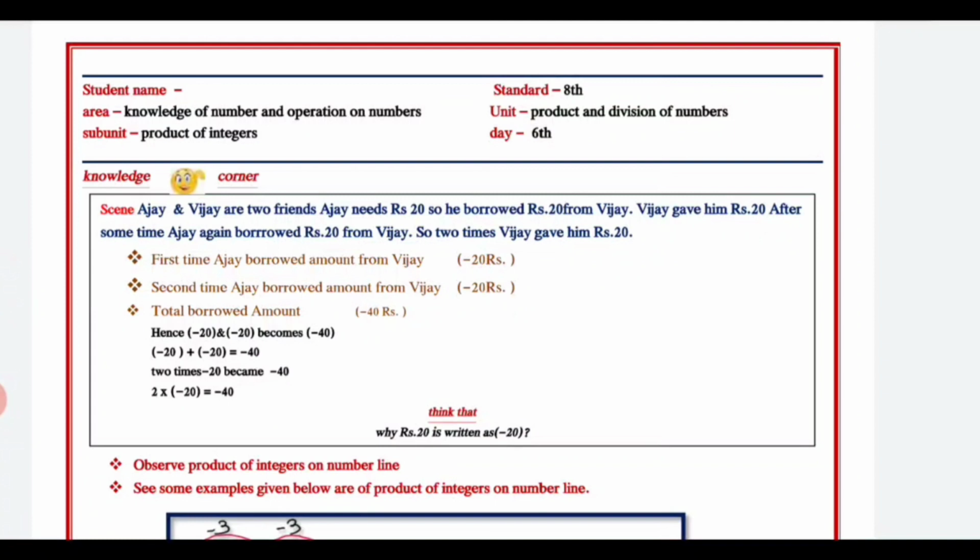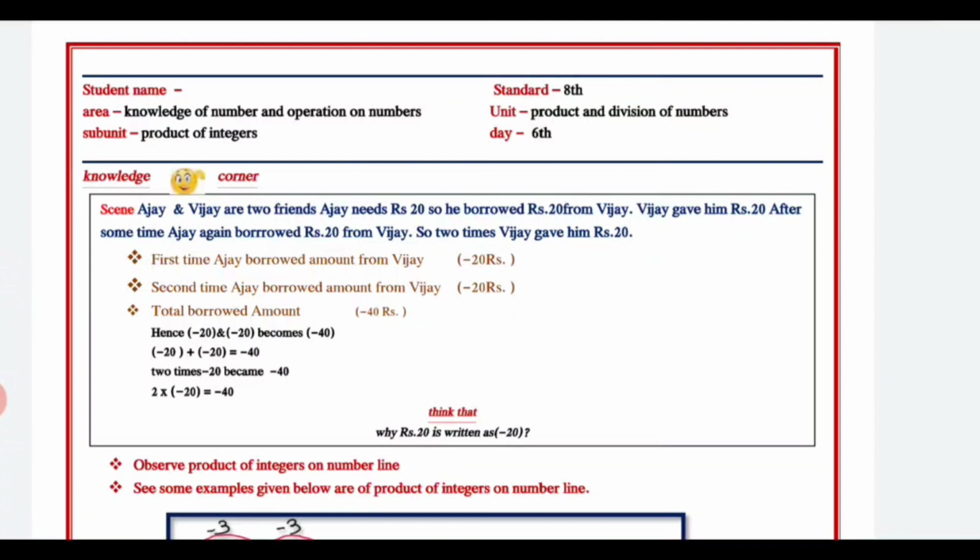Ajay and Vijay are two friends. Ajay needs 20 rupees to be borrowed from Vijay, and Vijay gave him 20 rupees. After some time, Ajay again borrowed 20 from Vijay. So 2 times Vijay gave him rupees 20. Borrowed means he has taken, and that's why it is written with minus 20 rupees. First time Ajay borrowed minus 20, and second time he borrowed minus 20. So total borrowed amount is minus 40.